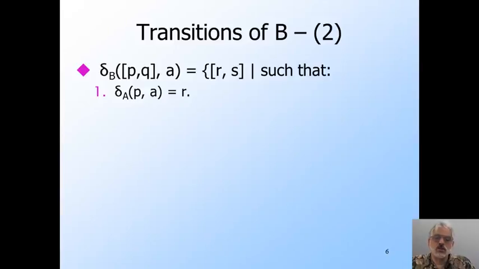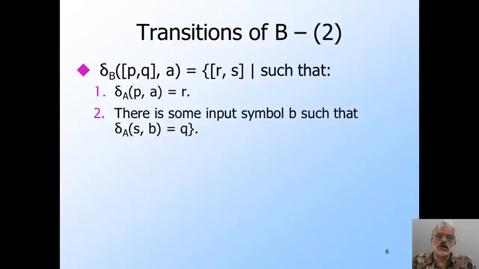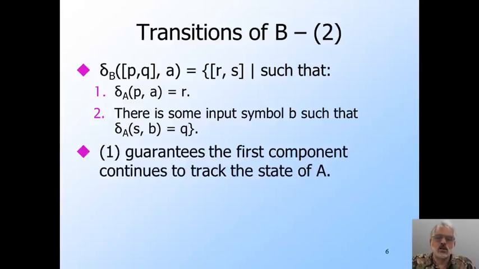First, as we wanted, the first component of B's state just tracks A's state. That is, R is where DFA A goes on input A when it is in state P. The second condition concerns the second component. There must be some input symbol B such that A goes from S to Q on input B. Notice the transition is from the new second component to the old second component, so the new second component has a path to acceptance that is one longer than before. Thus, if X takes A to state P, then XA takes A to state R.